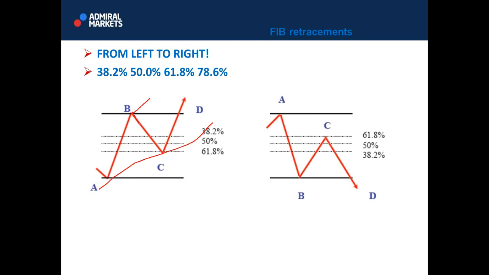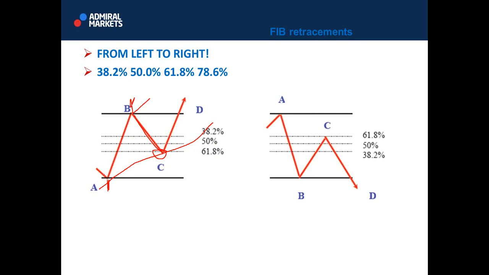This is a swing low. If you draw Fibonacci from the low point to the highest point, you will get those levels, Fibonacci ratios. Those levels can give you an entry point, used in confluence or used purely trading with Fibonacci numbers.